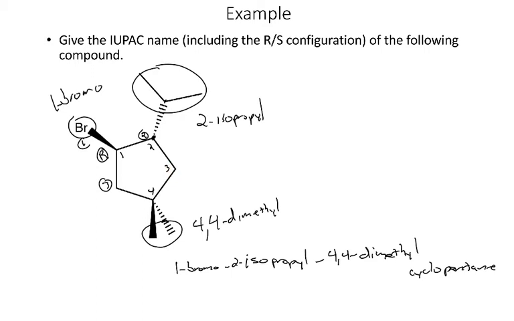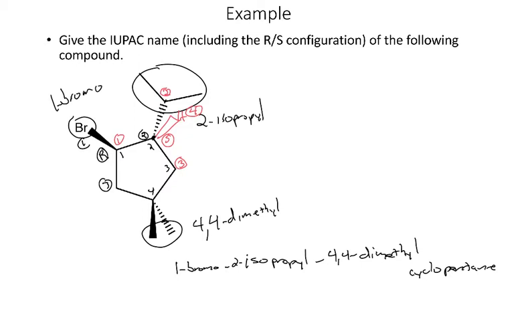So my priorities for this one, let's see if I can do a different color. That will be priority 1. That will be priority 2. That will be priority 3. And then I've got the H at priority 4, right? Because I'm going to have to end up switching these 2, whatever I assign the configuration to be, it's going to be the opposite. So 1, 2, 3 looks clockwise, looks like I'm going R, but because the hydrogen is in fact in front, it's going to be the opposite. So this is going to be S.